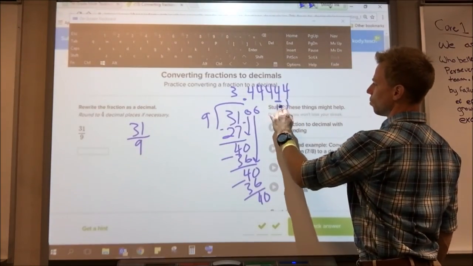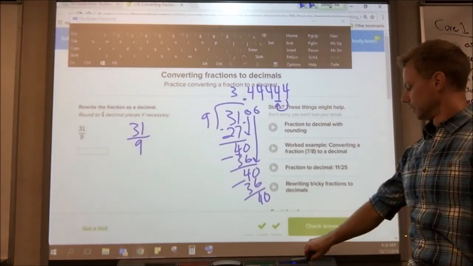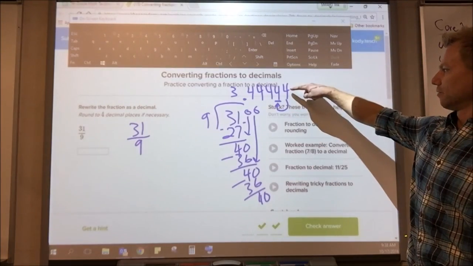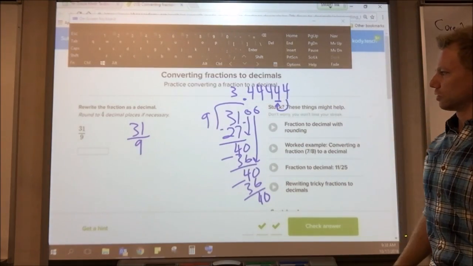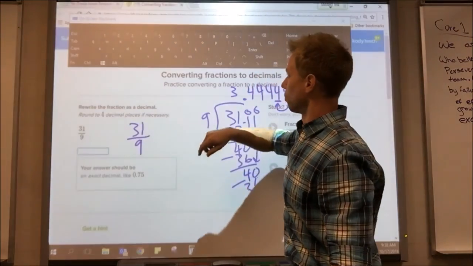So what does that 5th 4 do to the one ahead of it? Again, since 4 is less than 5, it's going to round down. So it's just going to stay 3.4444.